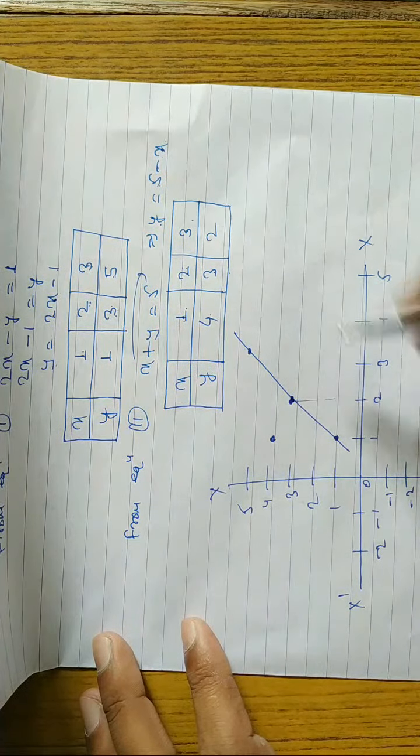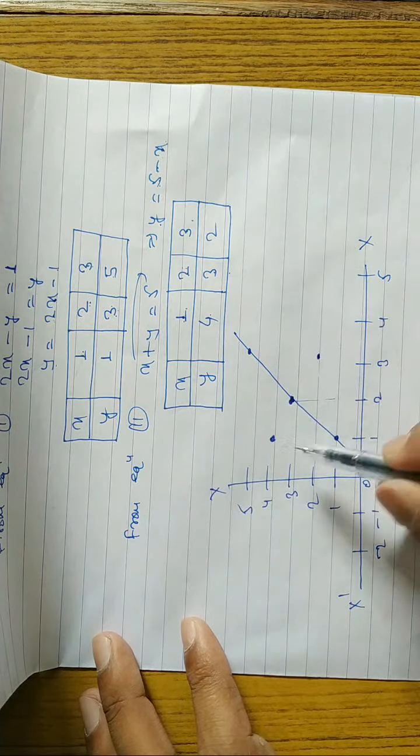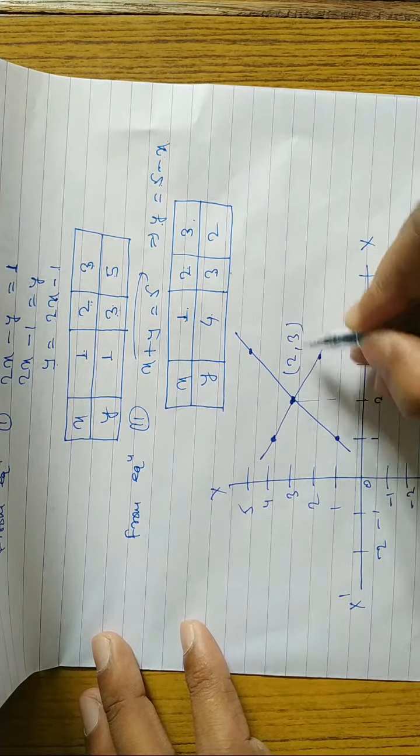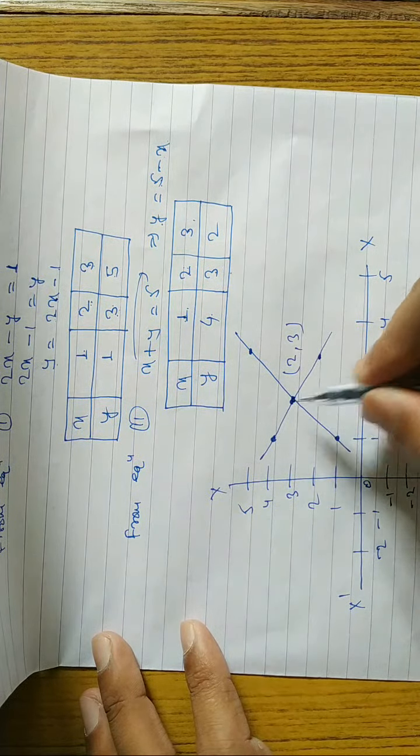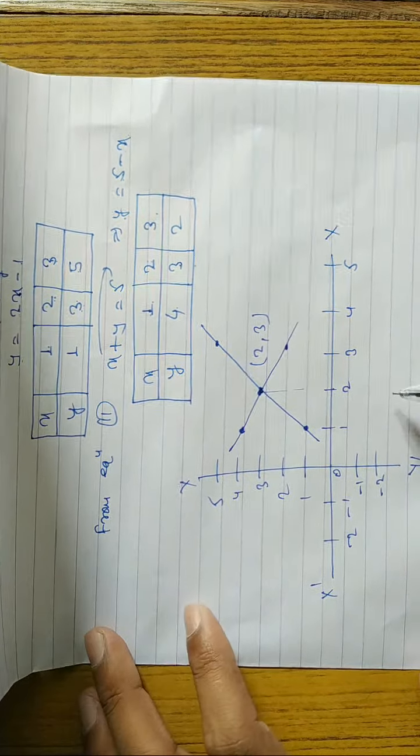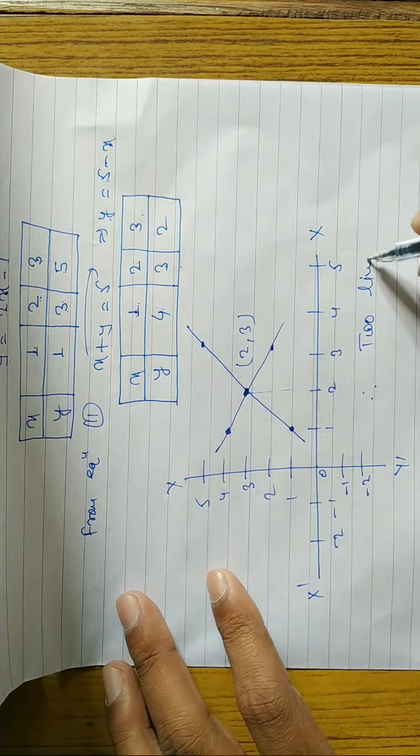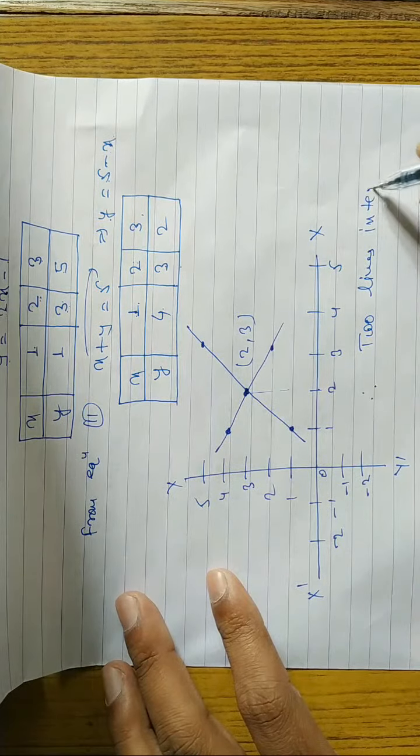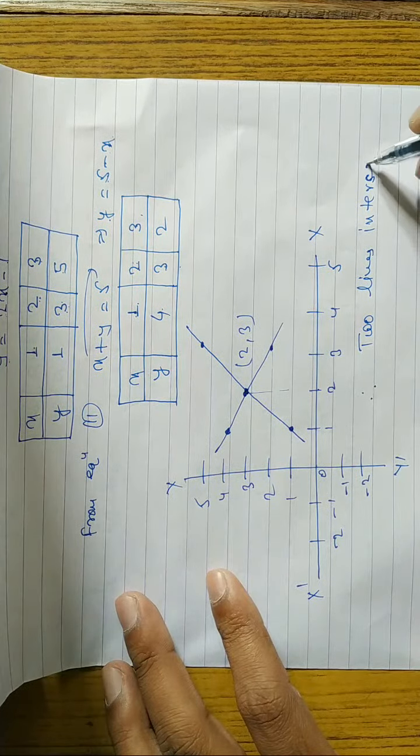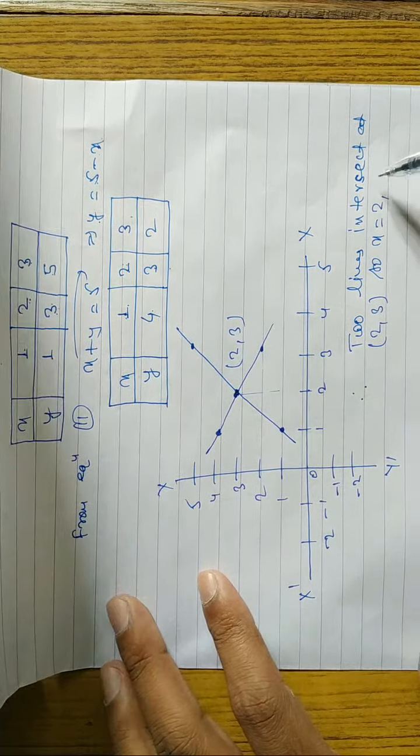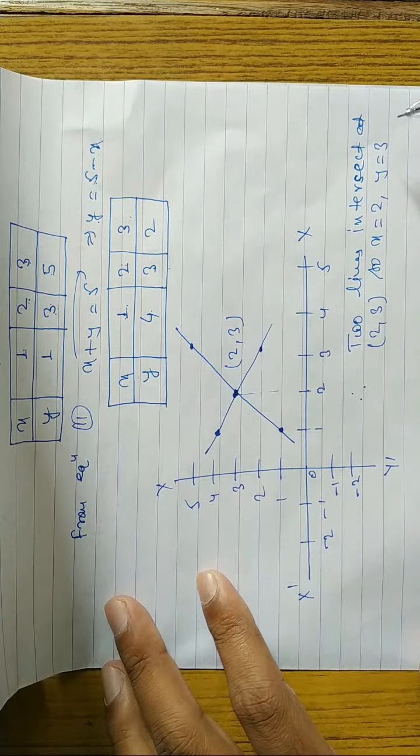And next one is there, 3, 2. 3 here, 2 means up. Now join this. What do we get here? 2, 3 we have to write, because both lines intersect at 2, 3. At last we have to write, therefore, 2 lines intersect at 2, 3. So x is equal to 2 and y is equal to 3.